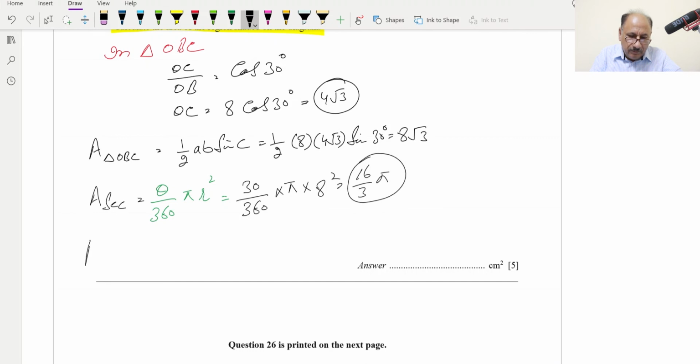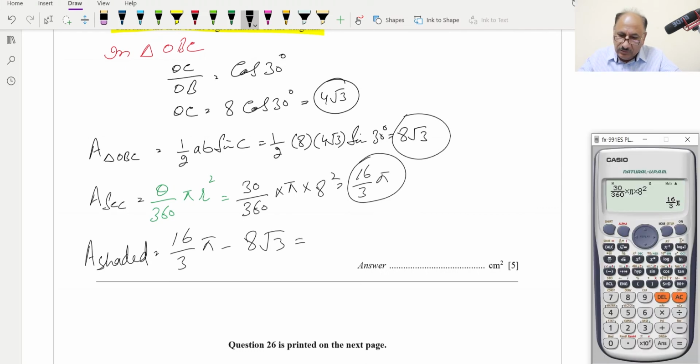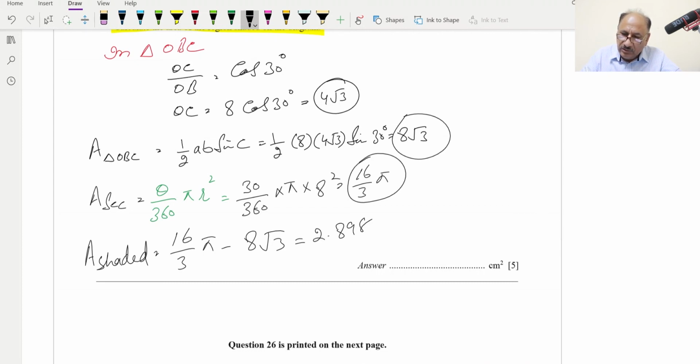Now shaded area, area shaded, which we require is what? Area of the sector, which is this one, minus area of the triangle, which is 8 under root 3, which we found over here, and this will be equal to what? This is already there, is 16 over 3 pi minus 8 root 3, and this is equal to 2.898, and we can round it to 2.9. So 2.9 will be shaded area in centimeter square.